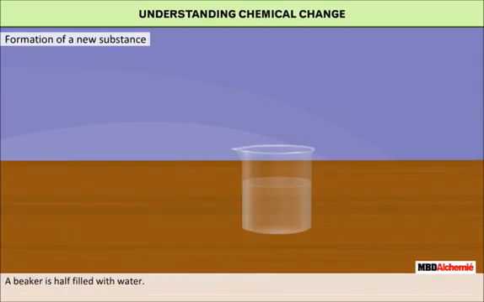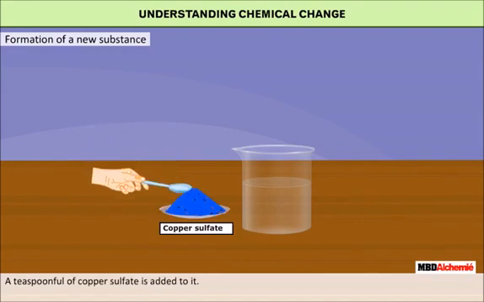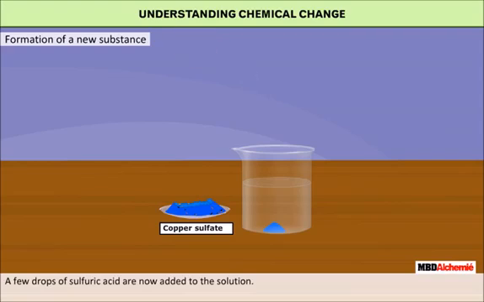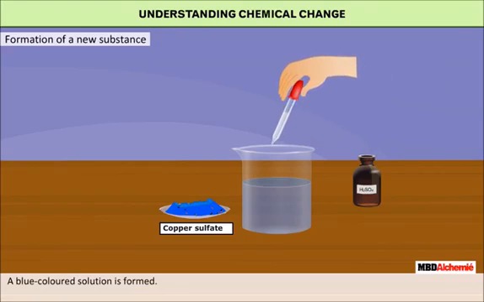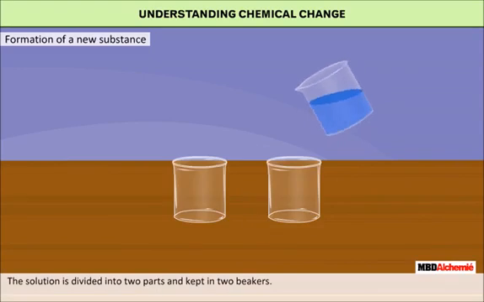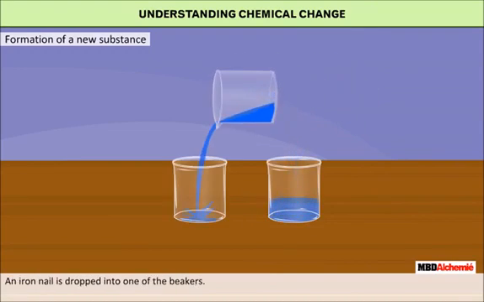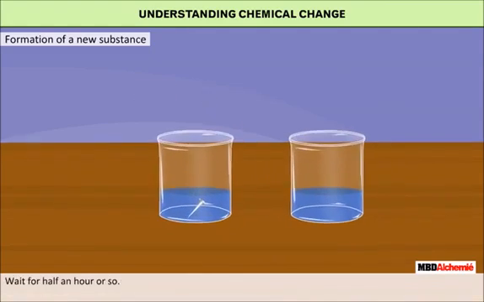A beaker is half filled with water. A teaspoon full of copper sulfate is added to it. A few drops of sulfuric acid are now added to the solution. Do you notice that a blue-colored solution is formed? The solution is divided into two parts and is kept in two beakers. An iron nail is dropped into one of the beakers. Wait for half an hour or so.